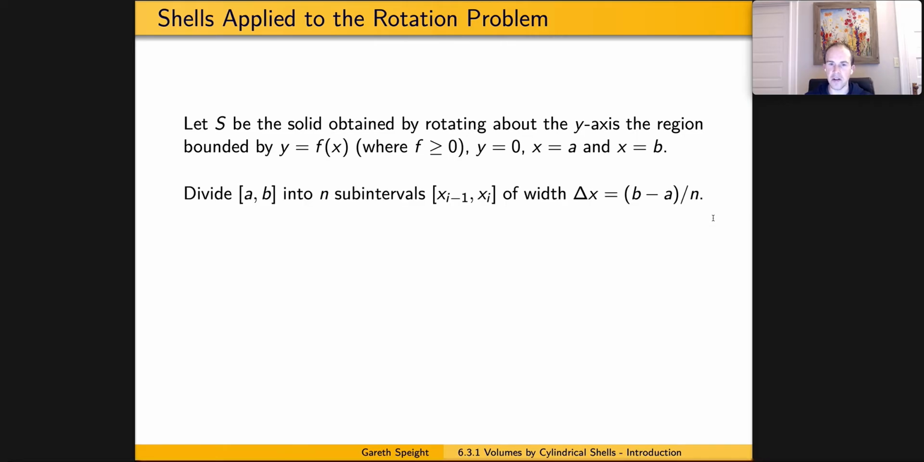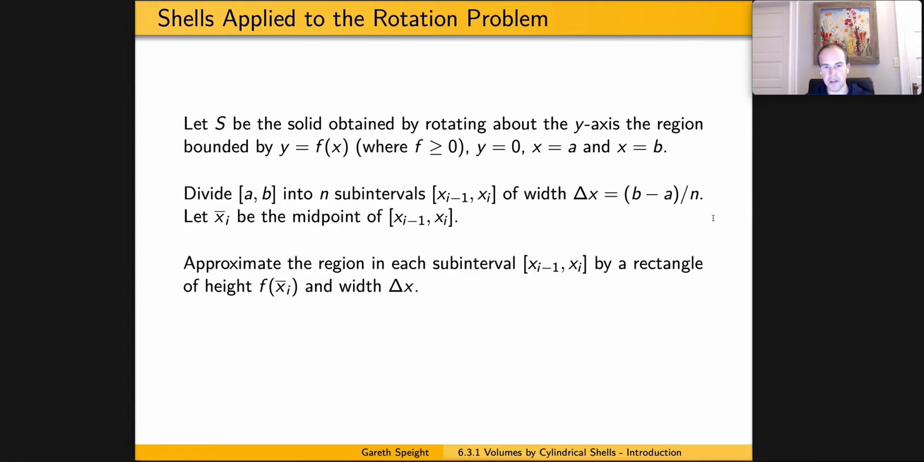So the strategy is going to be, as usual, we want to approximate by simpler things. So we divide AB up into lots of little pieces, x_{i-1} to x_i. As usual, they have the width delta x is (b minus a) over n. And then we let x_i bar be the midpoint of x_{i-1} to x_i. So x_{i-1} to x_i are our little intervals, and then we take the midpoints.